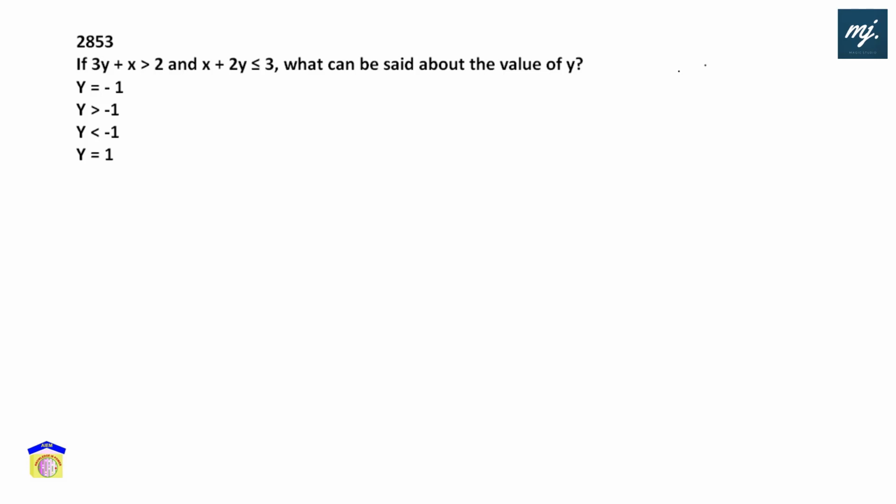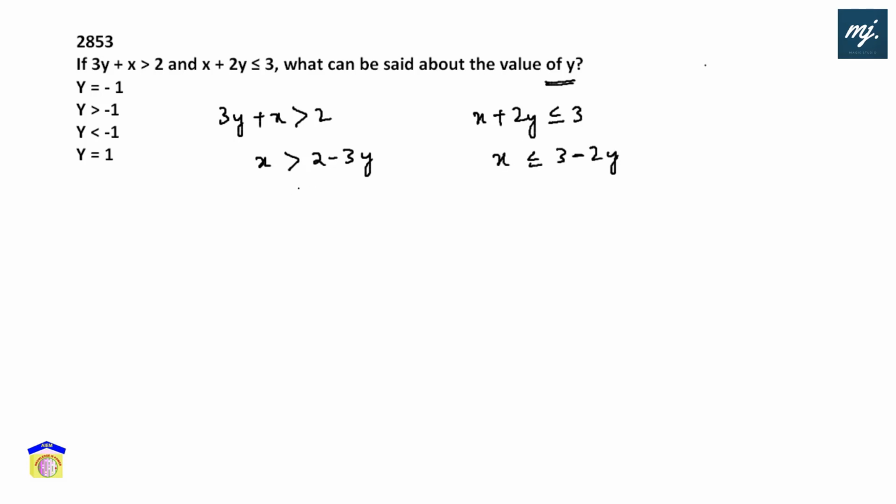Okay, a surface question from inequalities. Something is given related to x and y. What can be said about the value of y? So 3y plus x is greater than 2. That means x is greater than 2 minus 3y. And here x plus 2y is less than or equal to 3. x is less than or equal to 3 minus 2y.